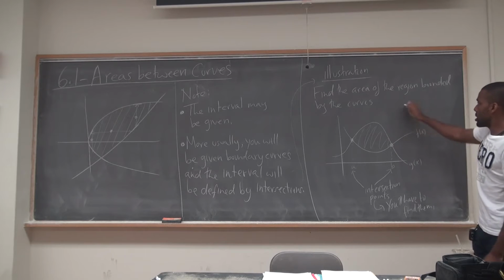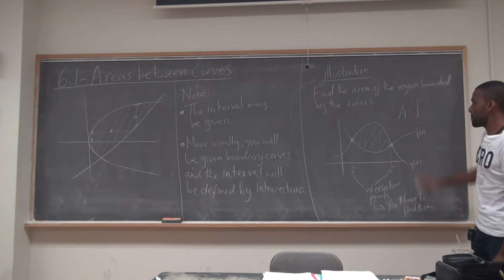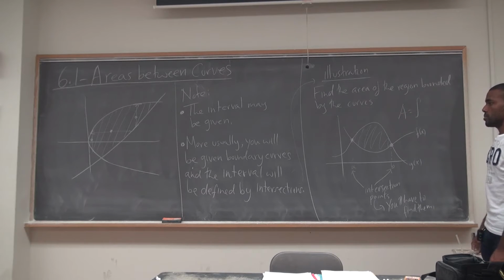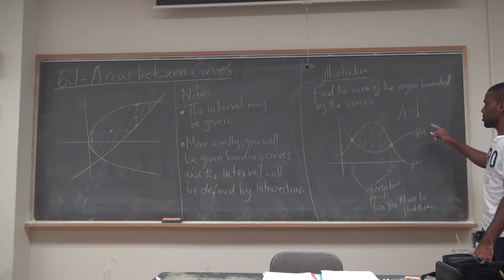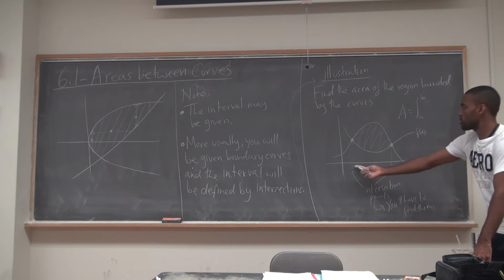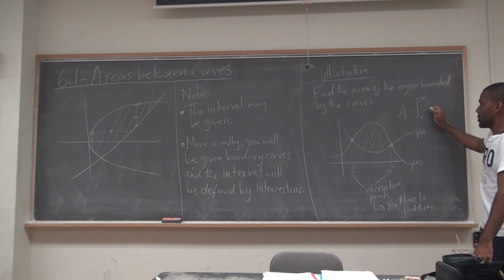So in this case, what would the area be? The integral from A up to B, right? You go from left up to right. And then g of x minus f of x.